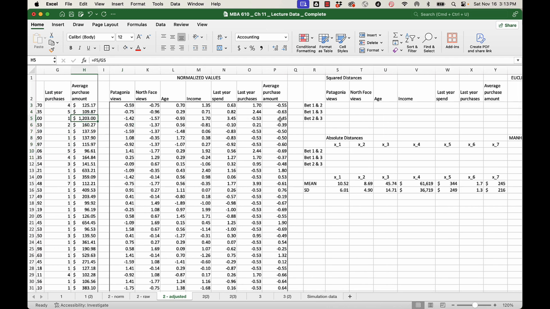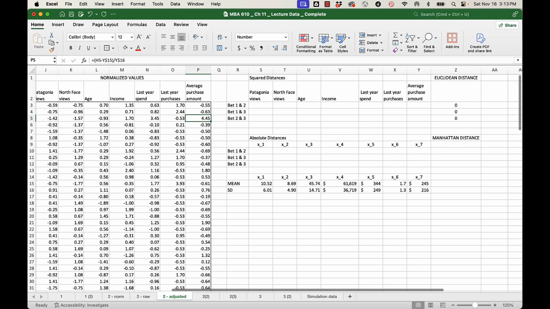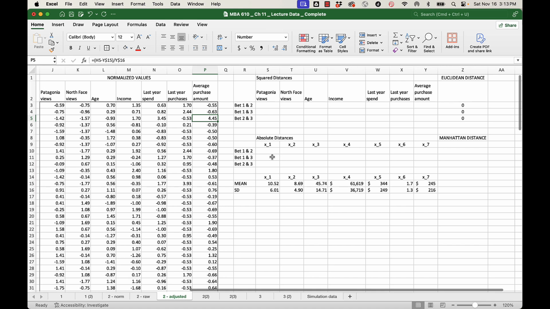Person 3, you can see they have a z-score of 4.45, meaning they spent 4 standard deviations greater than average on that one purchase, their average purchase amount, because they only made 1 large purchase from us, so that's why their z-score is so large. Okay, squared distances. We're going to do the same thing between 1 and 2.